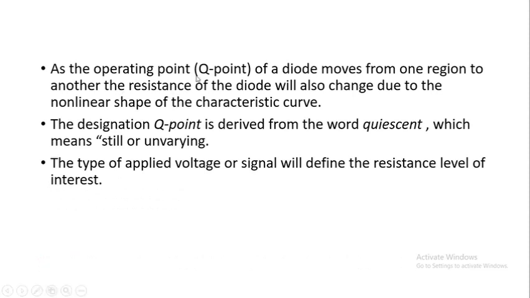When the operating point, which we call Q point of a diode, moves from one region to another region, the resistance of diode will also change due to the non-linear shape of the characteristic curve. If you remember the shape of the characteristic curve of a diode, that is non-linear in nature. And when we move from one operating region to another operating region, the resistance of diode will change.